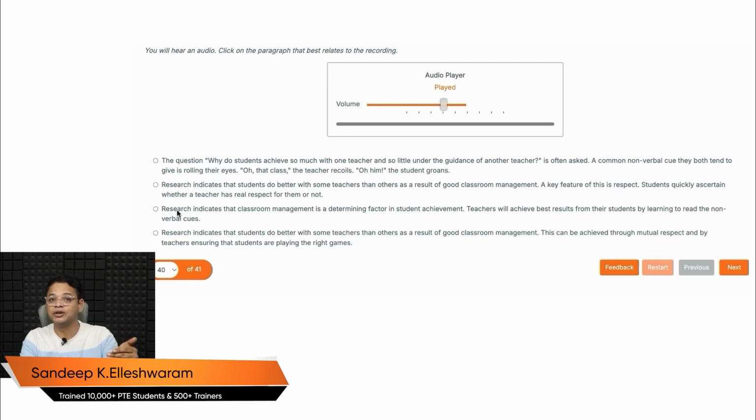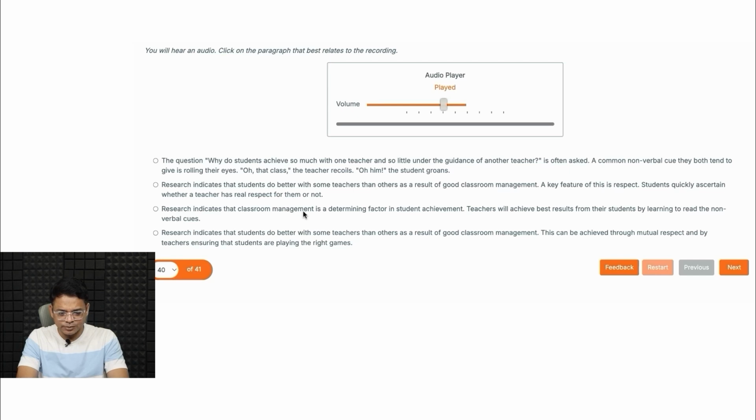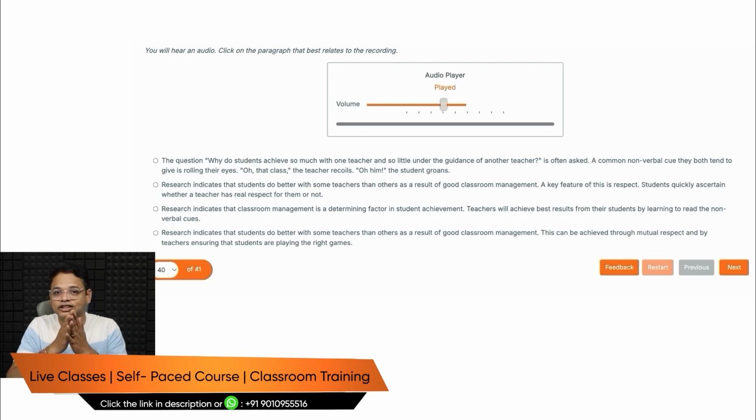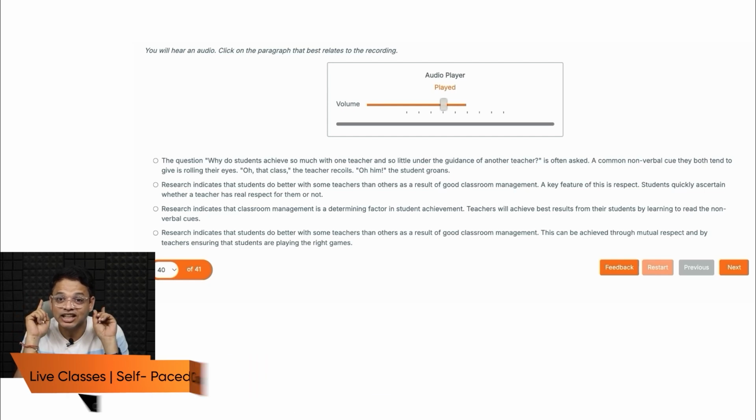For understanding purposes, we will analyze two more options. Research indicates that classroom management is a determining factor in student achievement. The topic sentence is perfect. Teachers will achieve best results from their students by learning to read the non-verbal cues. This is one supporting point, but the conclusion is visibly missing. Conclusion is not there. So this is an incomplete summary. In ODI rules, I is incomplete or insufficient summary.